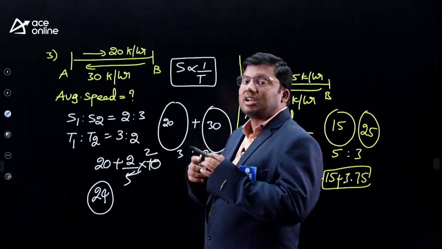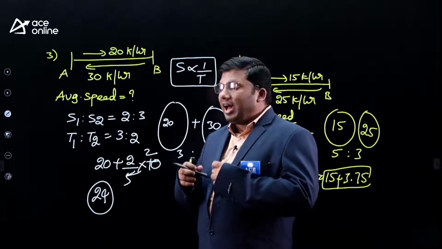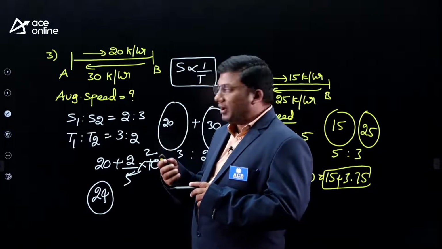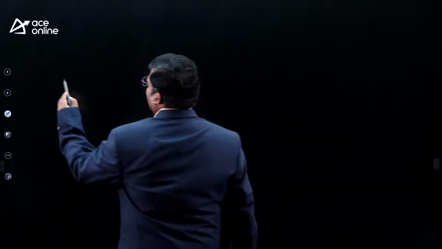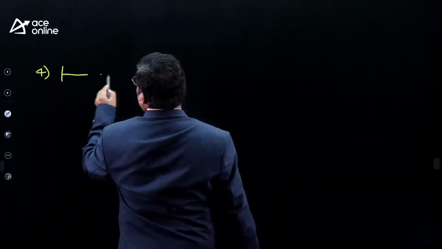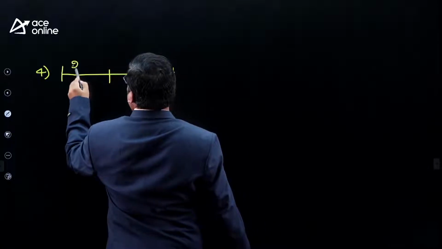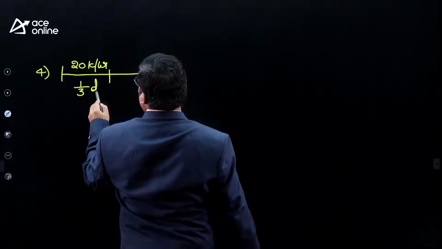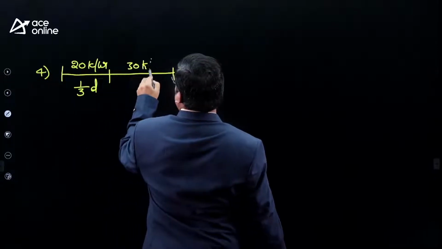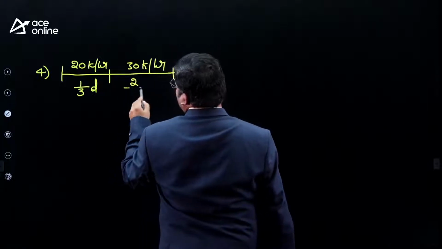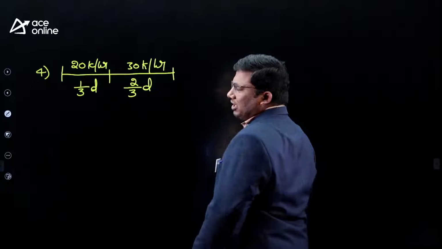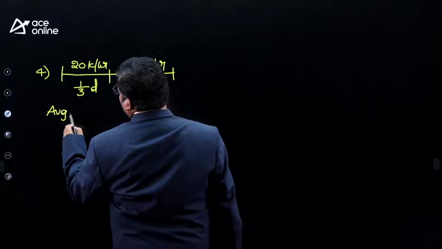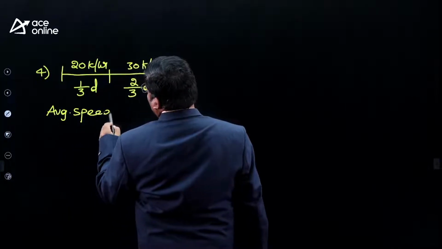This is how you can use the concept of mixtures in average speed related problems. Understood, right, sir? Sir, what if they cover some part of the distance? Fourth one. Very, very easy concept, sir. Suppose it is 20 kilometers per hour, crossing 1/3 distance, and 30 kilometers per hour, crossing 2/3 distance. Find the average speed.